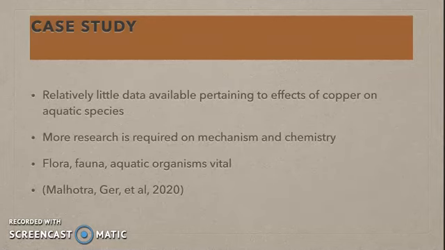As it stands, there is relatively little data available pertaining to aquatic species and the effects copper has in their respective environments. More research is required, but flora, fauna, and aquatic organisms are vital in being indicators of potential issues in the future.